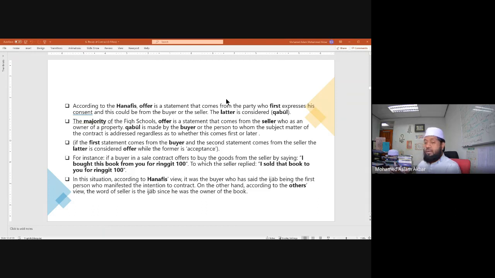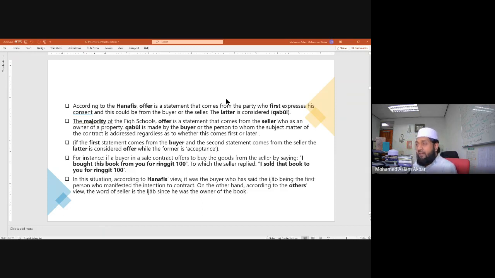See, you are opening the shop, and suddenly you have many products. Let's say you are in the bookshop, and suddenly a buyer comes and says, I am buying this book for 100. In reply, the seller said, okay, saya jual. In this example, you say saya jual, I sold, but you say it second, not first. So in this case, according to Hanafi's view, it was the buyer who has said the ijab, being the first person who manifested the intention to contract.